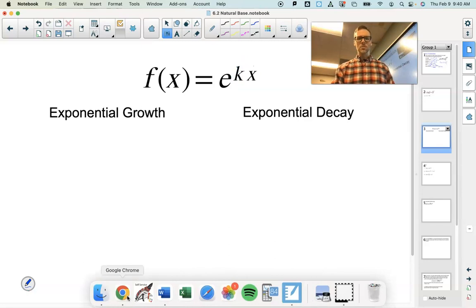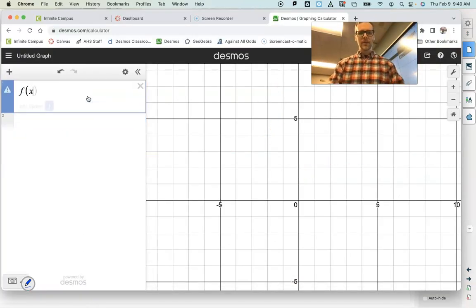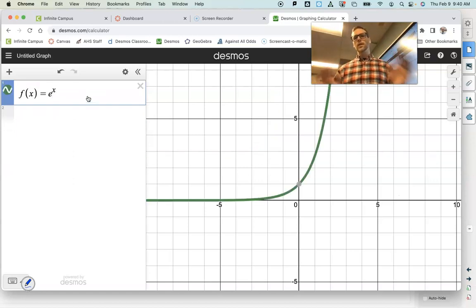Let me head back in Desmos. f of x equals e, well, let's just do e to the x first. That's what e to the x looks like. And if you think about it, it makes sense that it's exponential growth because our base e is 2.718.